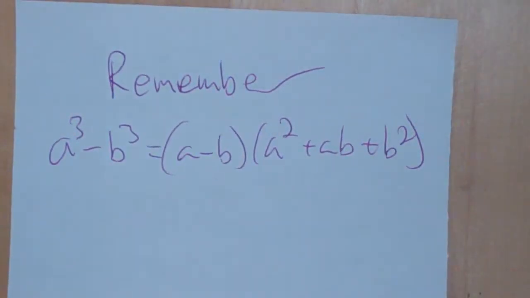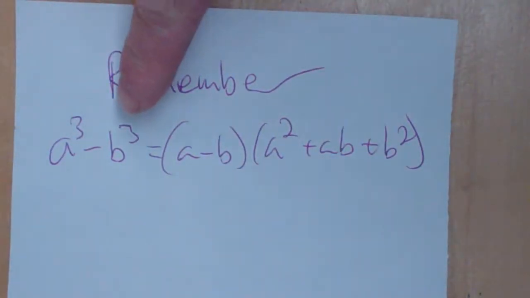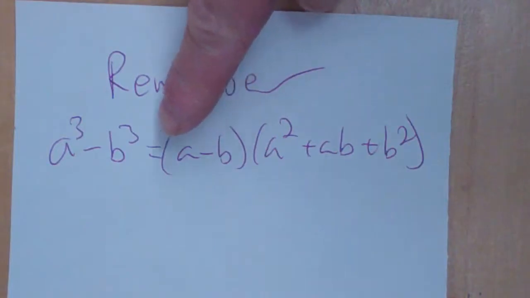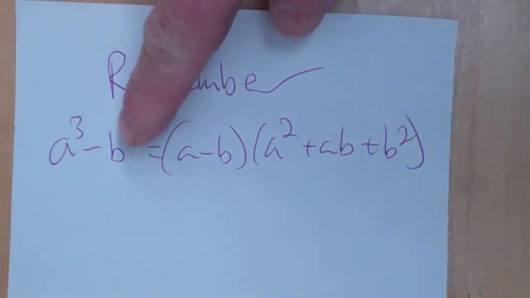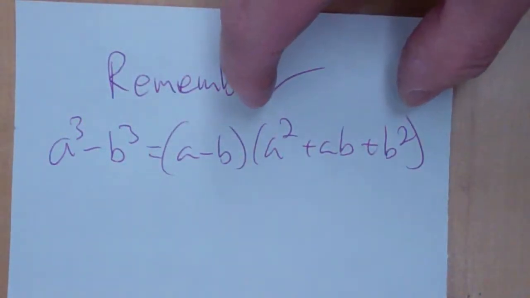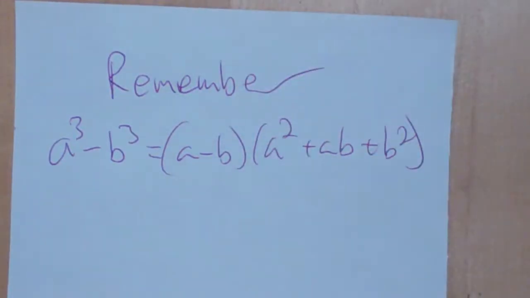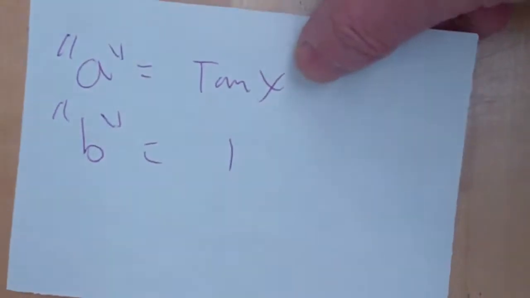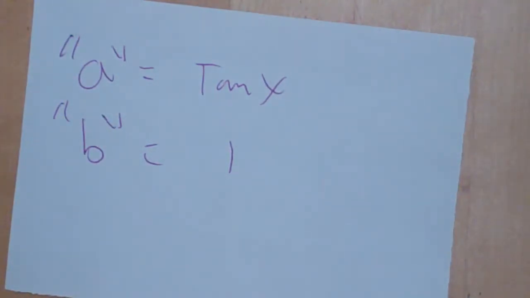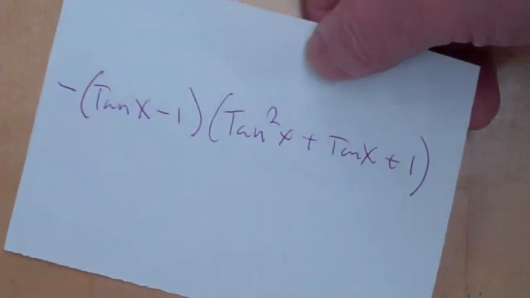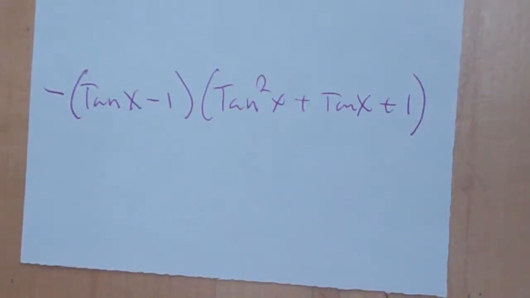rule that we learned earlier, where you have the difference of two cubes factors to the cube root of the first thing minus the cube root of the second thing times the squares of that. Okay, and then of course you had to write that out. So for this problem I noticed that A was tan x, B was 1. So then I substituted those values into that factoring formula.